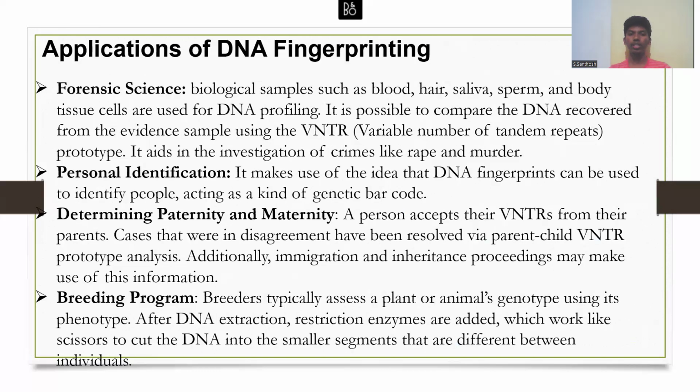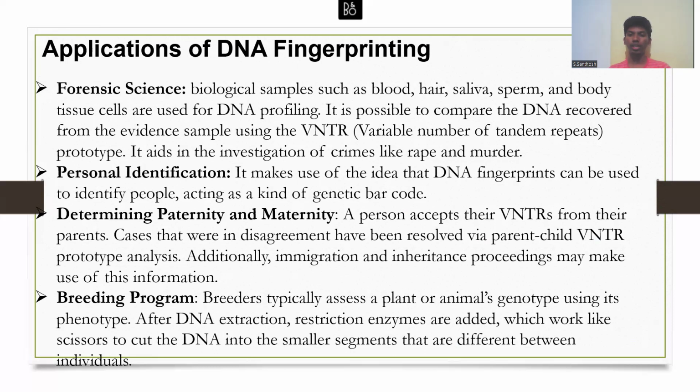Forensic science. Biological samples such as blood, hair, saliva, sperm, and body tissue cells are used for DNA profiling. It is possible to compare the DNA recovered from the evidence sample using the VNTR, variable number of tandem repeats, prototype. It aids in the investigation of crimes like rape and murder. Personal identification. It makes use of the idea that DNA fingerprinting can be used to identify people, acting as a kind of genetic barcode.